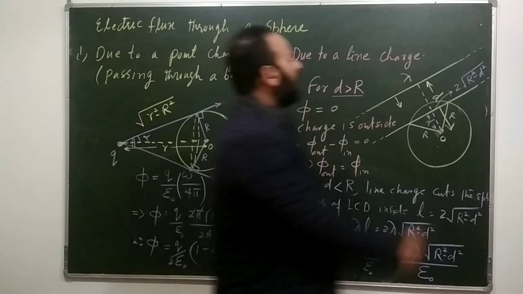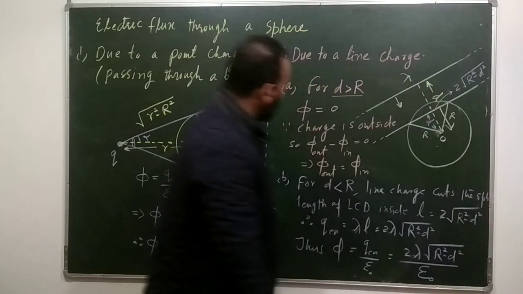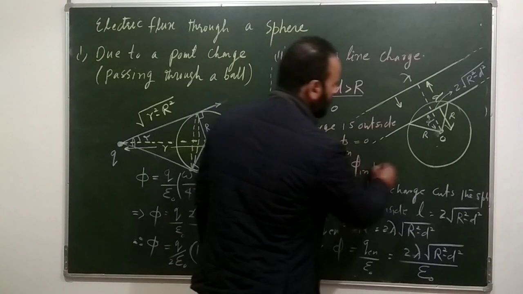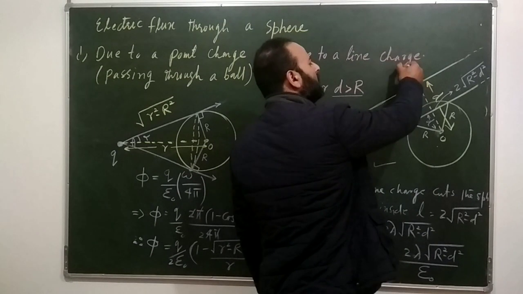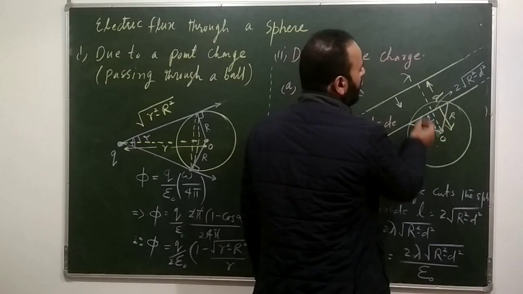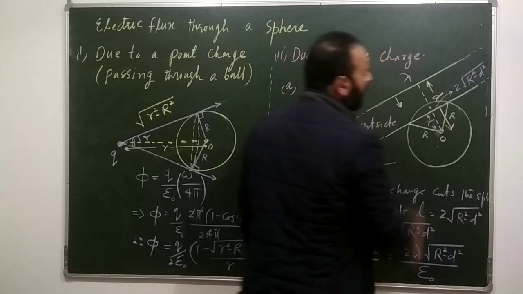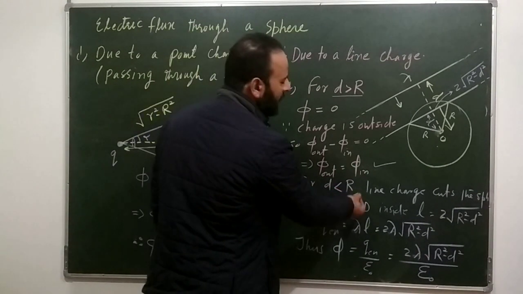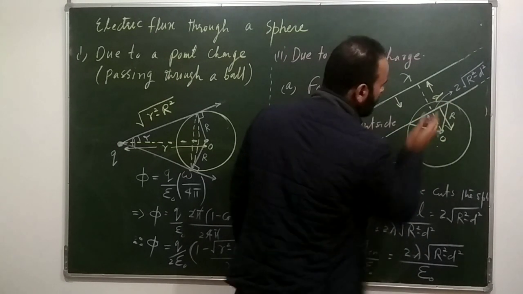Or we can say the number of field lines going into the sphere is the number of field lines coming out of the sphere. So phi out minus phi in is equal to 0, or phi out is equal to phi in. This is the simplest case. Now, if I slide this linear charge distribution towards the sphere, so that the distance of the line charge from the center is less than the radius of the sphere, that is for d less than r, the line charge cuts the sphere, so it goes into the sphere.